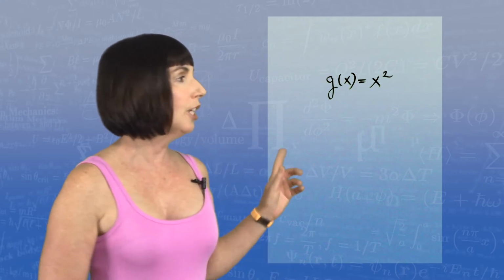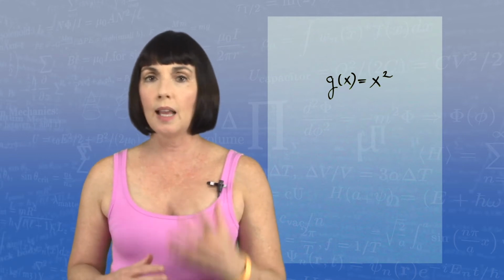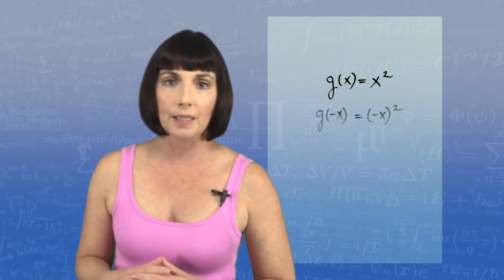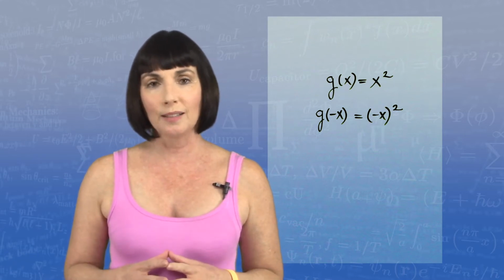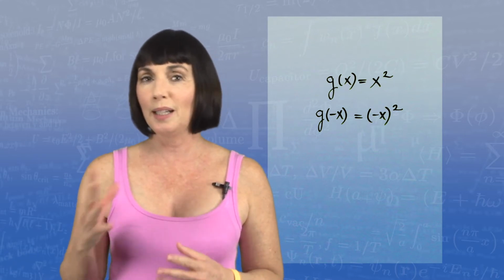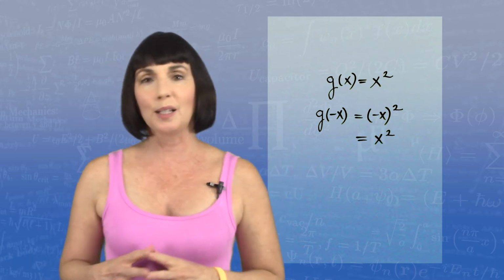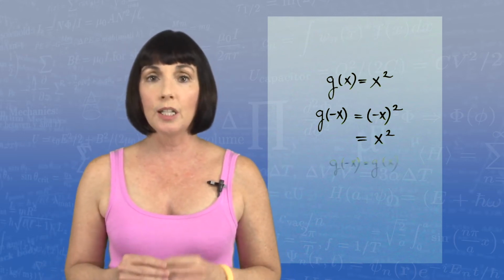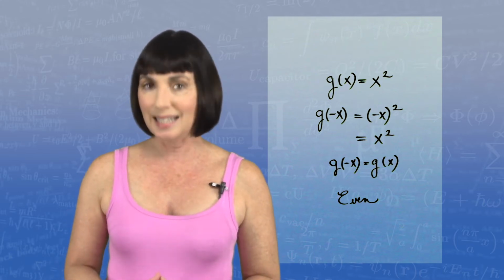Okay, let's keep going. I have a function here, g of x is equal to x squared. So again, let's replace x with negative x and see what happens. G of negative x is equal to negative x, quantity squared. And because I'm raising to an even power, that negative sign goes away. So that's just equal to x squared. So in this case, g of negative x is equal to g of x. That means that this function is even.